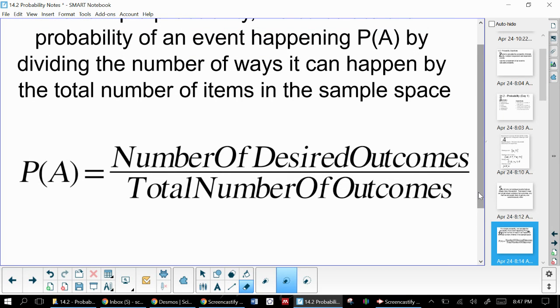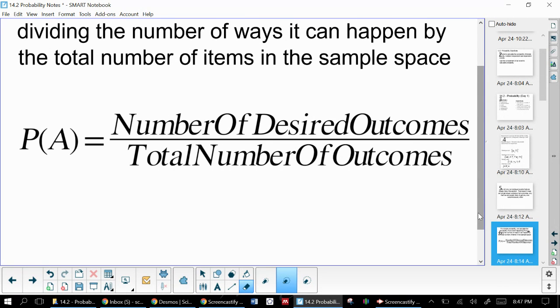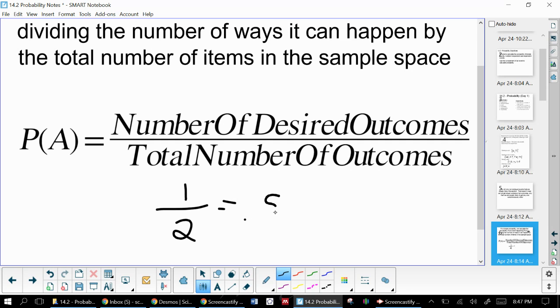If we're looking at things like flipping one coin and getting heads, in that case, the number of desired outcomes would be the number of ways we get heads, which is just 1. There's only one way to get a head when you flip a coin, over the total number of possible outcomes, and there are 2 possible outcomes, so we have 1 out of 2 or 0.5 for our probability. And that'd be the probability of getting a heads.